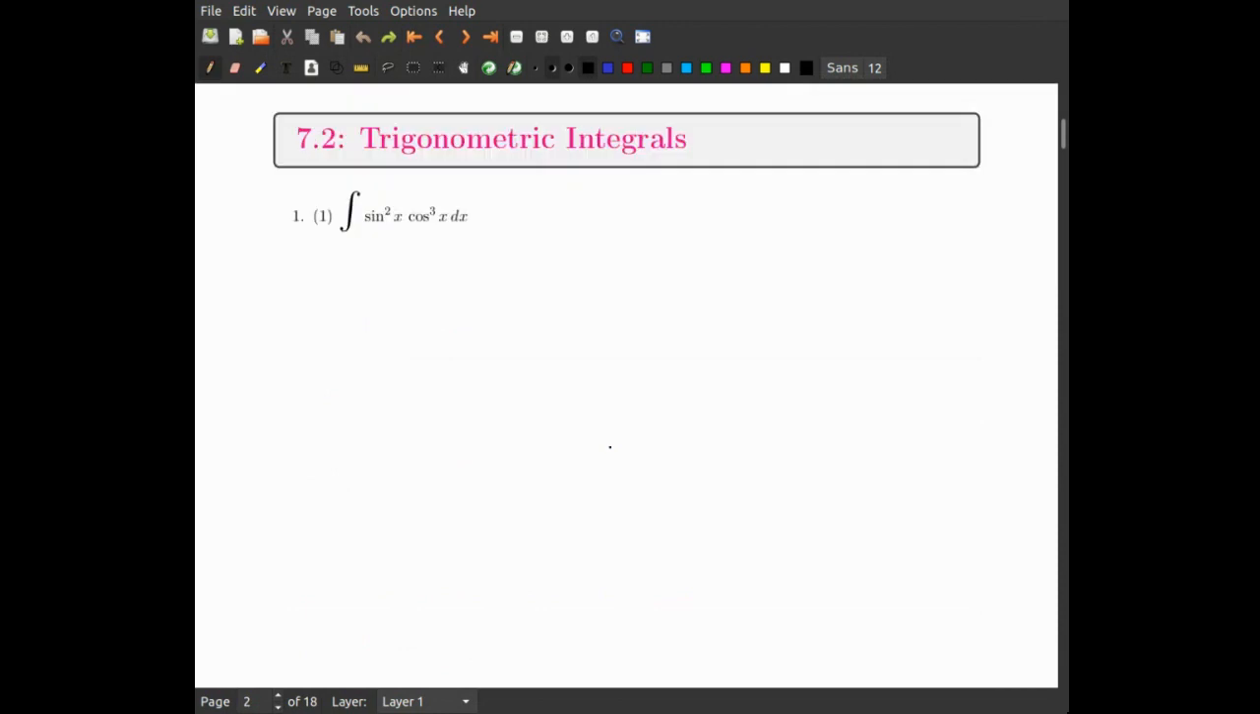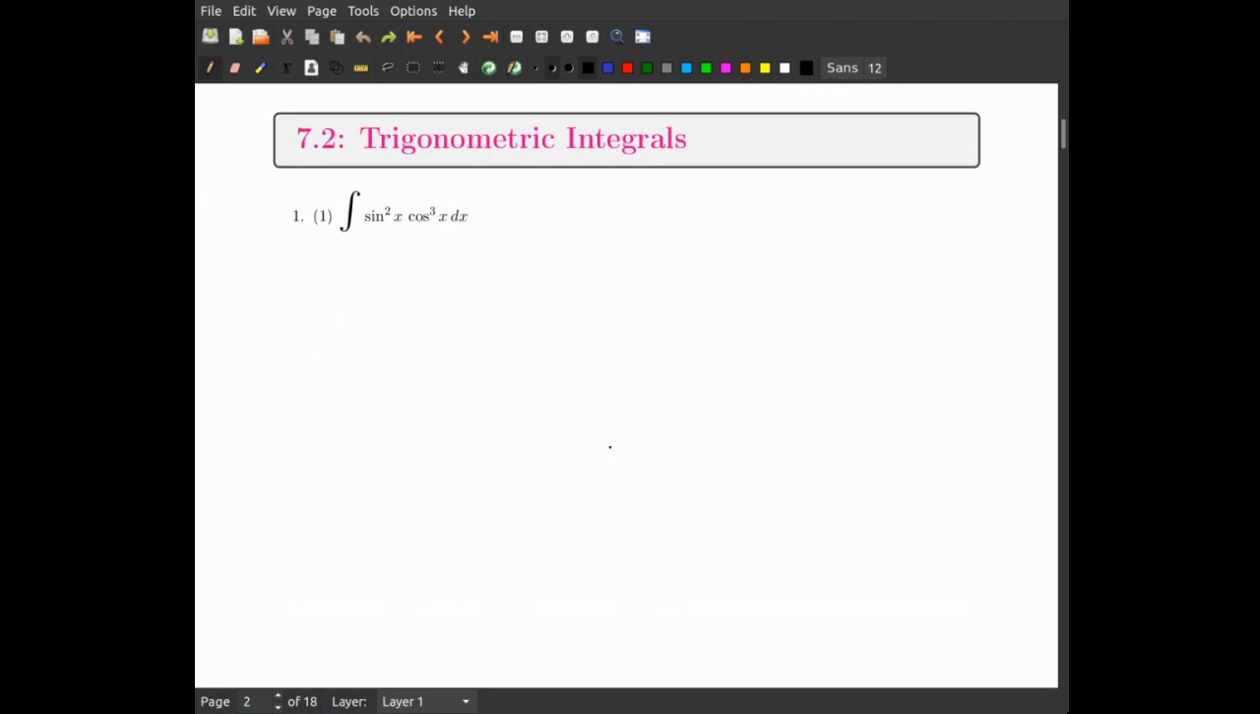So the first one, we need to find the integration of sine squared x times cos cube x dx. Now the good news is that, especially for sine and cos, if one of them or both has odd power, then that problem is a little bit easier compared to other problems. If both of them have even power, then those types of problems are a little bit more difficult.